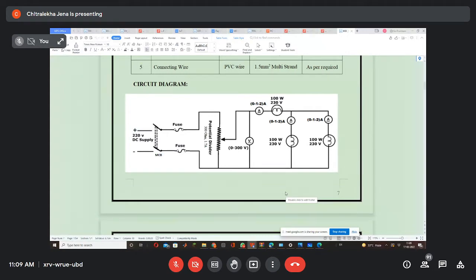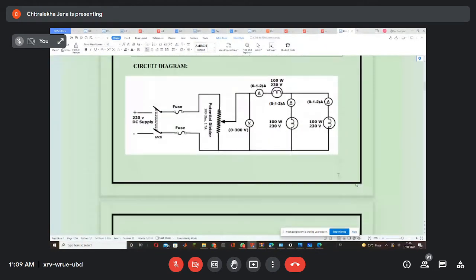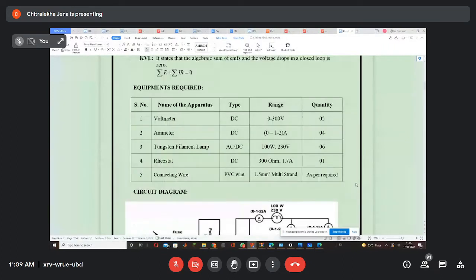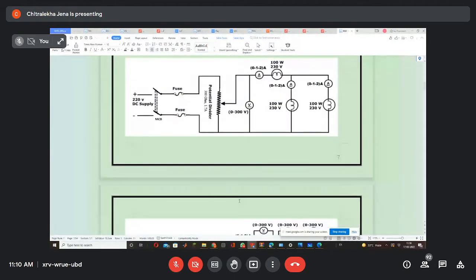Let us see. Okay. So here, what you will do, you will use this voltmeter, which will measure the DC voltage, ammeter, which will measure the DC current, having the range 0 to 1 to 2 ampere. Okay. That means the lower range is 0 to 1, upper range is 0 to 2. Tungsten filament lamp you are using. We will be using offline and online, both the experiment you will be doing, then rheostat, then connecting wires. Now look at here. I will quickly move because 2 experiments you will be doing.